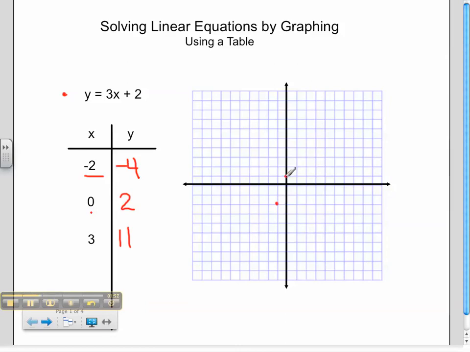Here's 2, halfway between the next hash would be 3, and up 11. So 2, 4, 6, 8, 10, 11 would be approximately here. And then I can use my straight edge to graph my straight line. Here is my list of infinite possibilities or solutions for y equals 3x plus 2. Let's try another one.